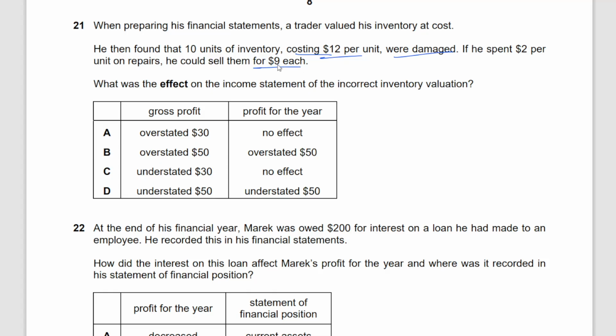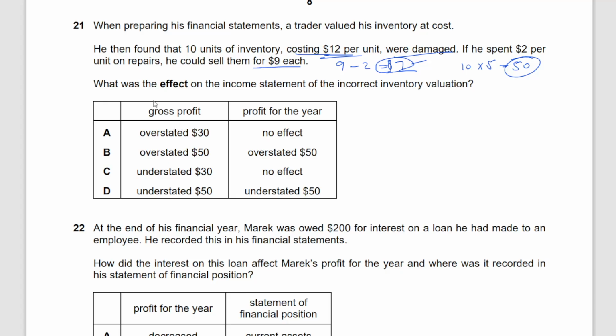Do you remember the inventory valuation rule? The inventory valuation rule is lower of cost and NRV. So if the cost is 12 and 10 of those have this issue where the NRV, the net realizable value, is the selling price minus the cost of repairs, $7. That's the way we find the NRV, the method. Now you see 10 of these were overvalued because we have to take the lower one. In this case, 7 is lower than 12. 10 of these were overvalued by $5 because 12 minus 7 is 5. So 10 times 5, this was overvalued.